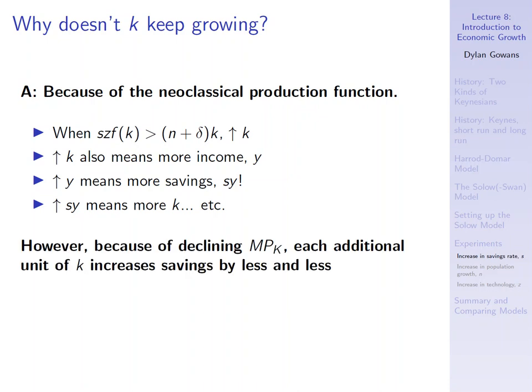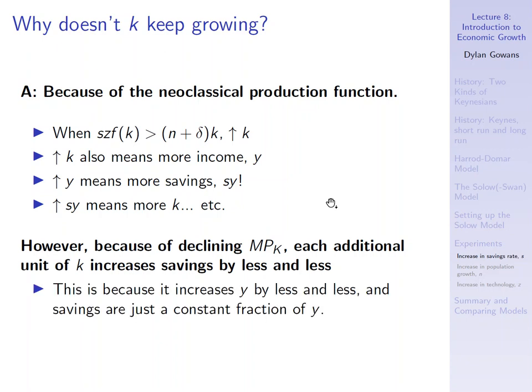Now, the reason it is stable is because of this declining marginal product of capital. That's a feature of the neoclassical production function. It's a feature of the theory of the firm that we've worked on already, this marginalist theory of the firm. Okay? So because of this declining marginal product of capital, each additional unit of capital increases savings by less and less. So although this left-hand side is increasing, it's increasing eventually slower than the right-hand side, which increases one for one with increases in capital per worker. Again, this is a function of the declining marginal product of capital.